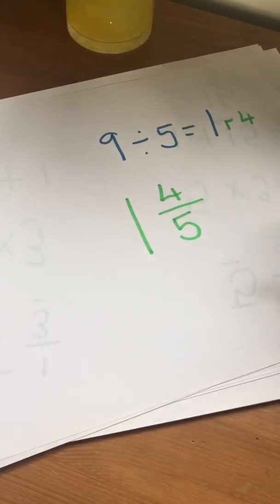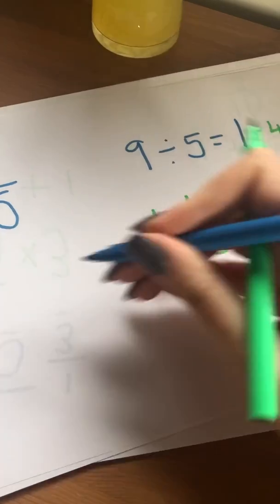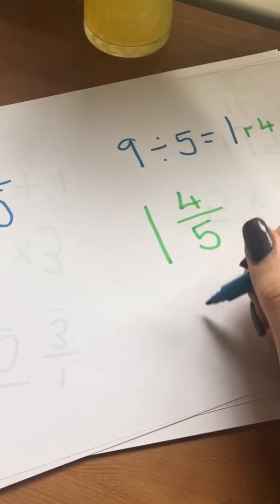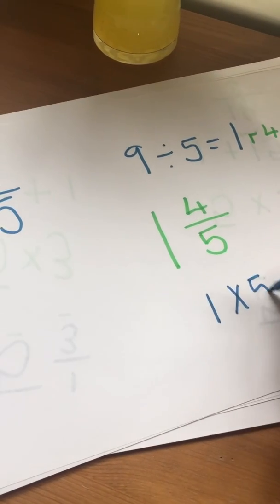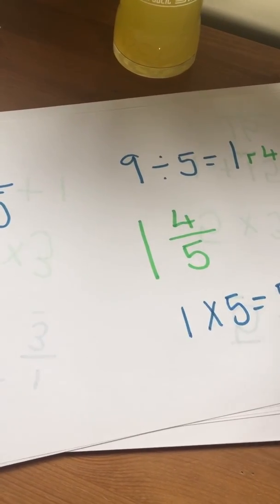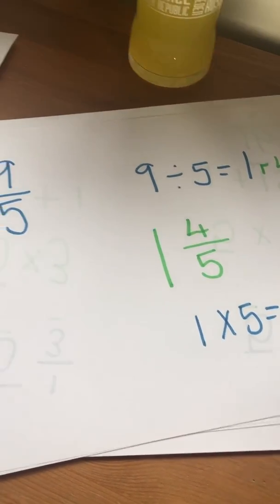Now I can check this by doing my first steps, by converting it back. So 1 times 5 equals 5. Add on my numerator, which is 4, equals 9.